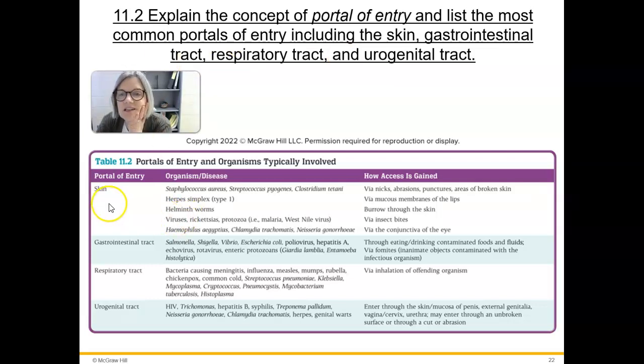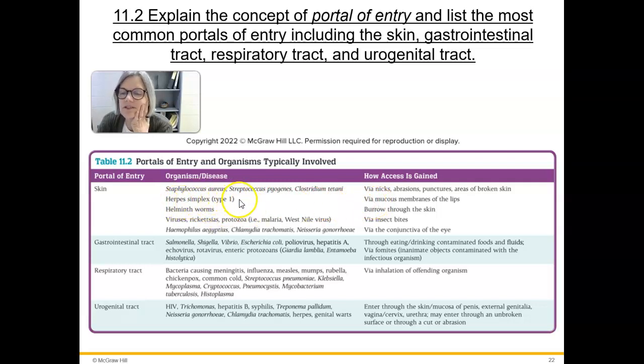If we look at the skin right here, it talks about some of the pathogens that can get through nicks, abrasions, punctures, broken skin, and even just a little bit of broken skin, microscopic broken skin, can be enough. Remember, bacteria are really small. Viruses are even smaller. So you don't need a large cut to allow microbes into your system.